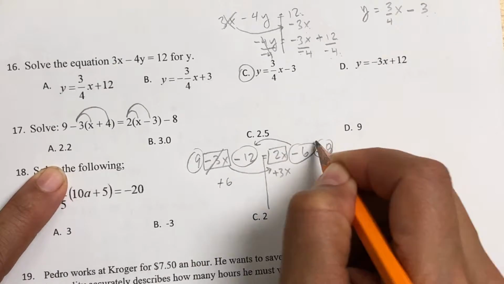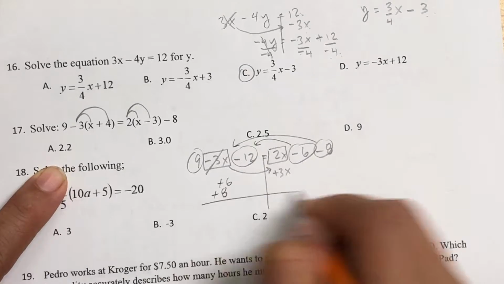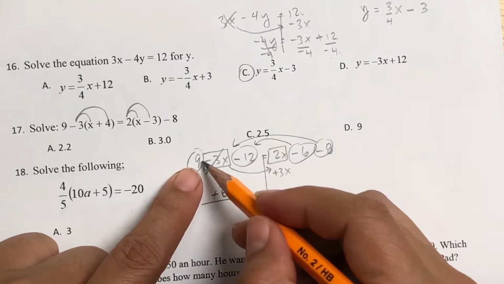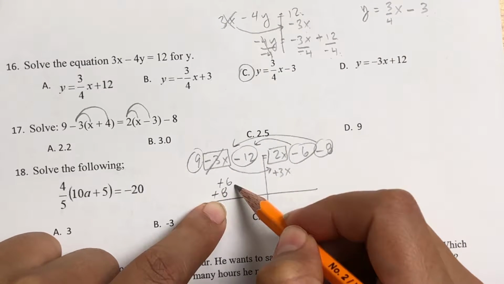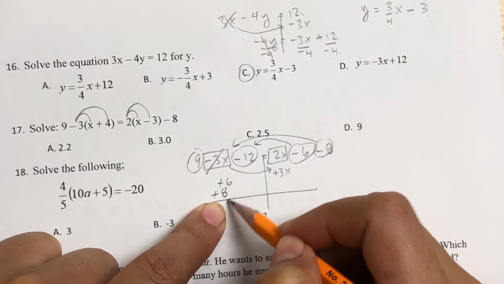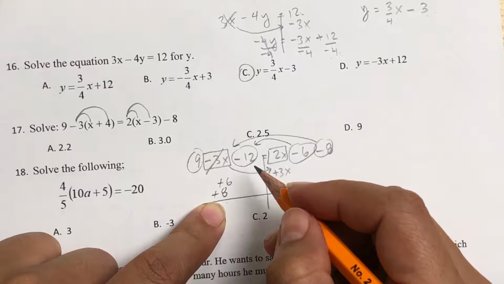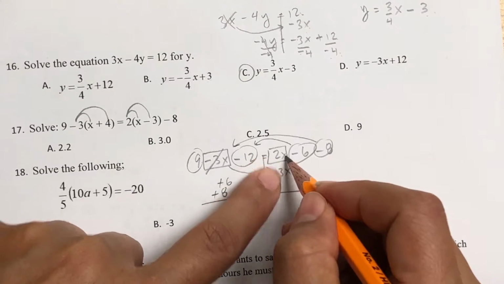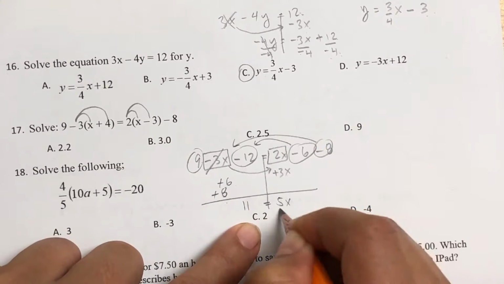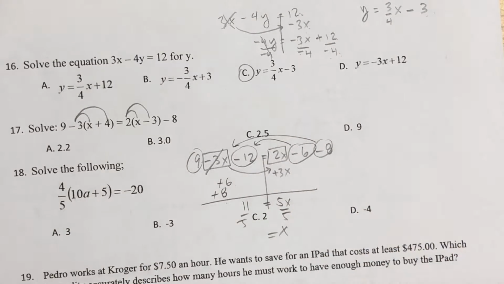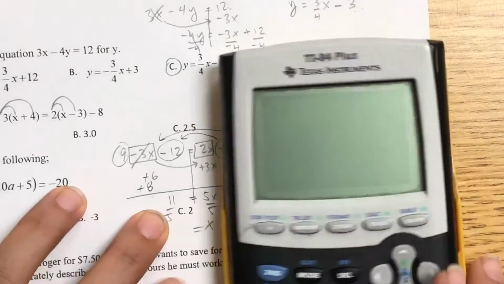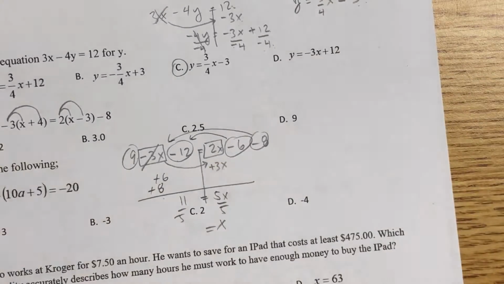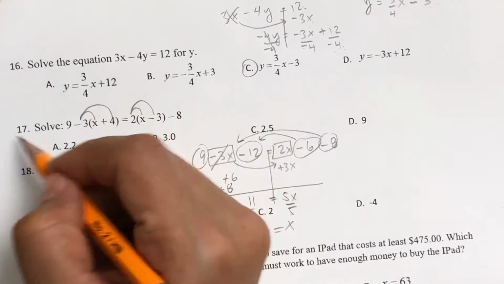It's going to be plus 6. That side is going to be plus 8. Combining all this, I'll do all the positives first. 9 plus 6 is 15. 15 plus 8 is 23. 23 minus 12 is 11, equals 2 plus 3 is 5x, so divide by 5, so x equals... and because it's a decimal, I guess I'll do it in the calculator. 11 divided by 5 is 2.2, so A.